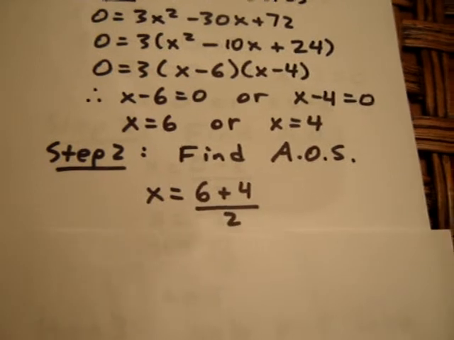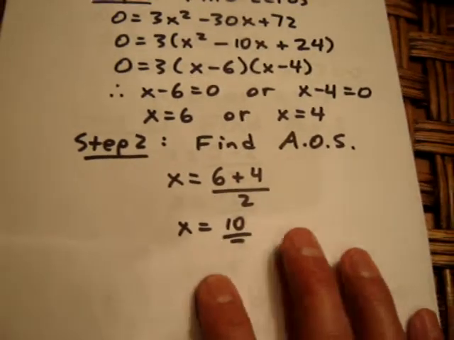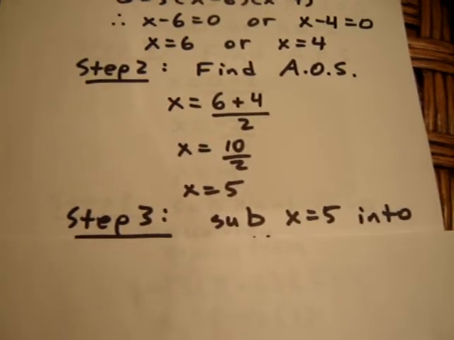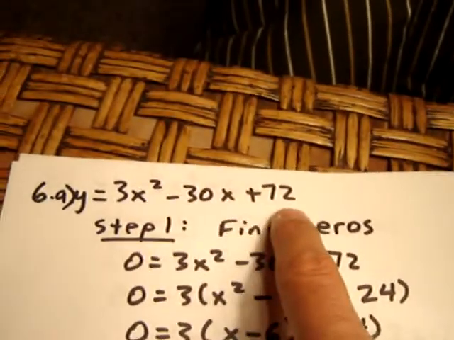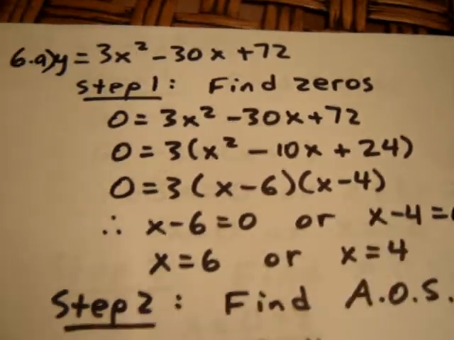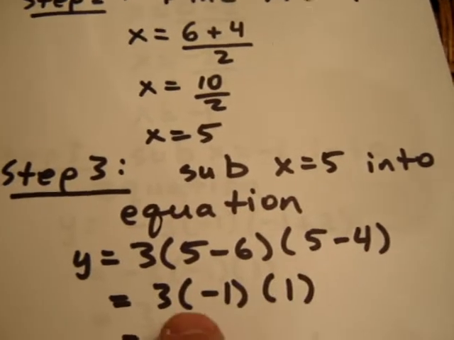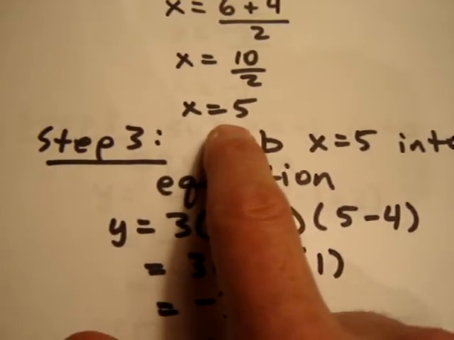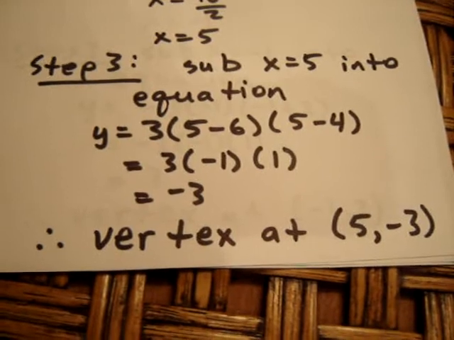Well, we found our zeros, but now we have to find in step 2 our axis of symmetry. Our axis of symmetry will be at x equals (6 plus 4) over 2, which is x equals 5. We now know the x value of the vertex. So we proceed by subbing x equals 5 into the equation of the parabola. Now, we could have chosen this equation of the parabola, y equals 3x squared minus 30x plus 72. However, I find this version a little bit easier for plugging in purposes. I'm going to say y equals 3 times (x minus 6)(x minus 4), which is 3 times negative 1 times 1, which is negative 3. So we now know the x value of the vertex is 5, the y value is negative 3, so our vertex is at the point (5, negative 3).